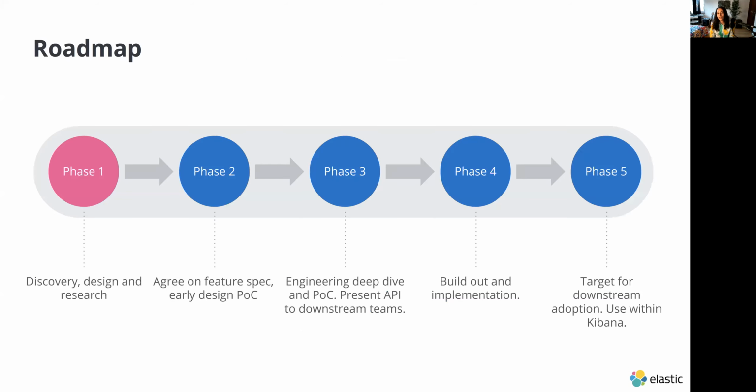So we started the phase 1. We first created this roadmap with 5 different phases. The first phase was just discovery, design, and research. Then the next phase was going to agree on a feature spec. Then the third phase was where Chandler, the engineer, was going to deep dive to try to present an API. And then phase 4 was to build out and implement everything, and then try to have adoption from the Elastic teams like Kibana.